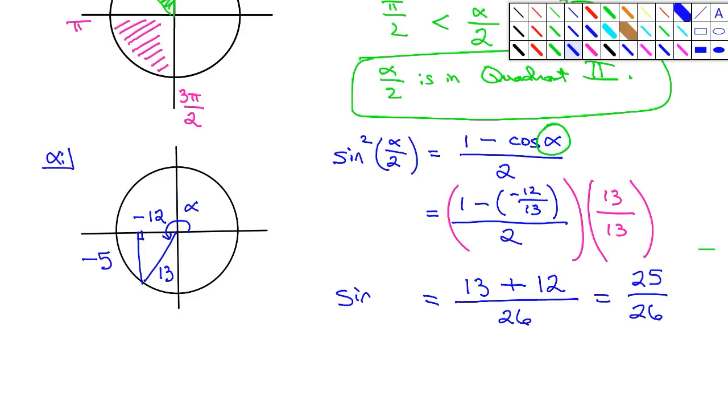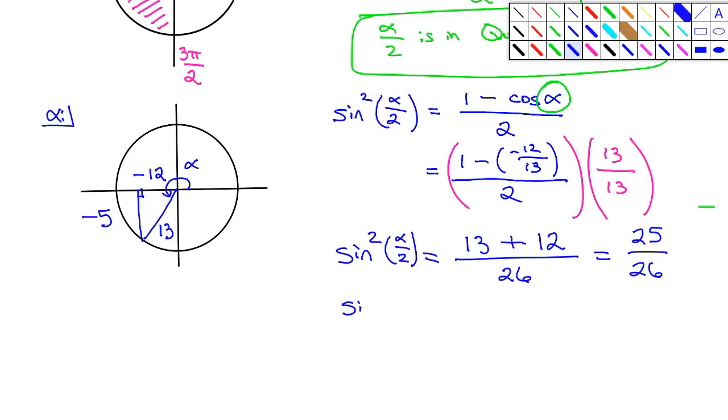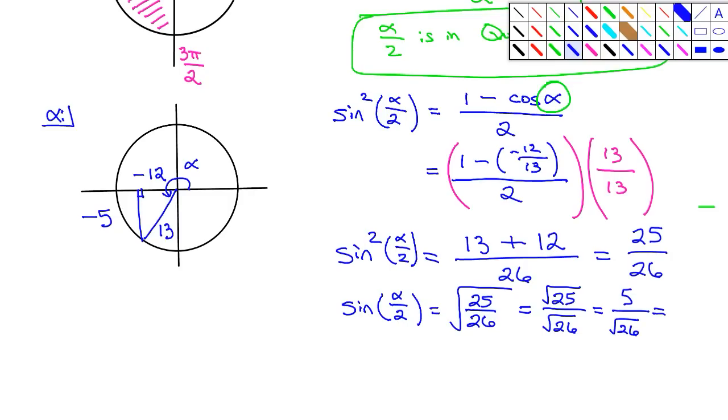Now this is still equal to sine squared of alpha over 2. To solve for sine of alpha over 2, we take the square root. So sine of alpha over 2 is equal to the square root of 25 over 26. That splits up to be the square root of 25 over the square root of 26, which is going to be 5 over root 26. And then you can rationalize by multiplying top and bottom by square root of 26. So we get 5 root 26 over 26. Now, is this positive or negative? Well, alpha over 2 is in quadrant 2, and the sine of an angle in quadrant 2 is positive. So it is positive 5 root 26 over 26.